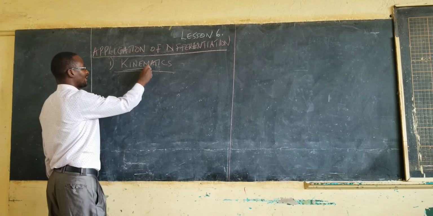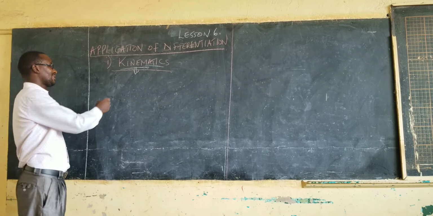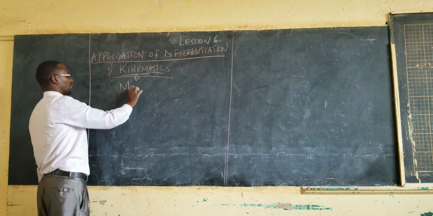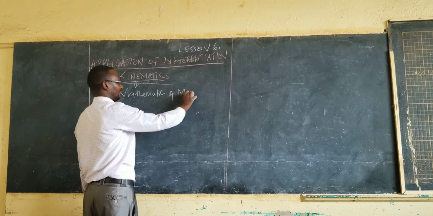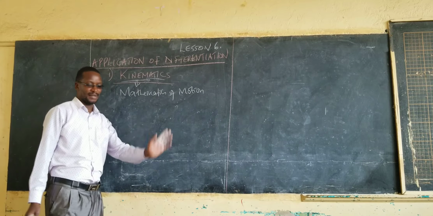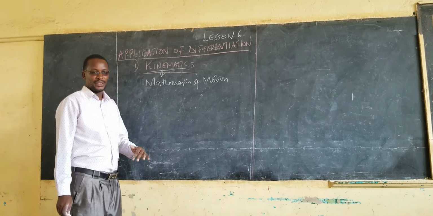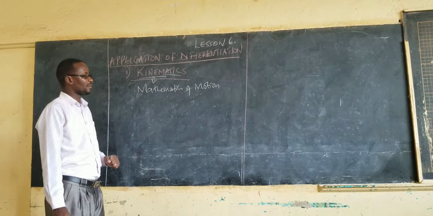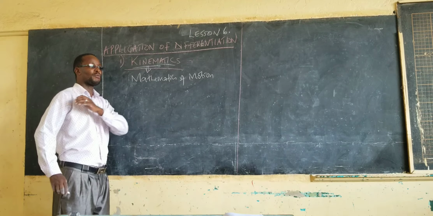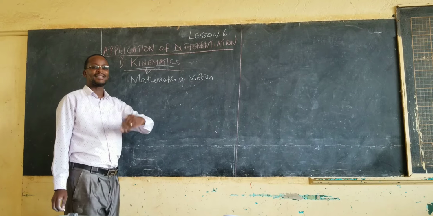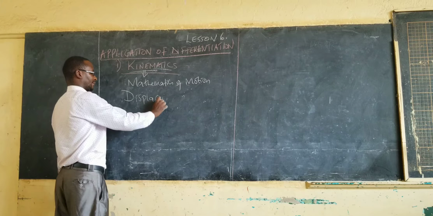Kinematics is taken from kinetic and mathematics. So this is just the mathematics of motion, in simple terms. So we will be looking at the mathematics of movement. In motion, we have what we call distance. And distance from one place to another in a certain direction is known as displacement.